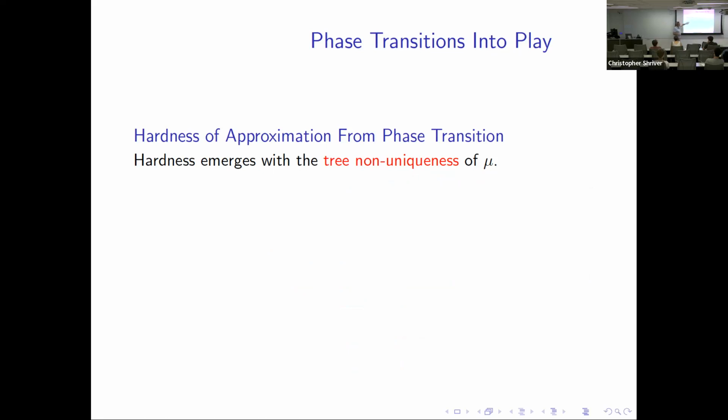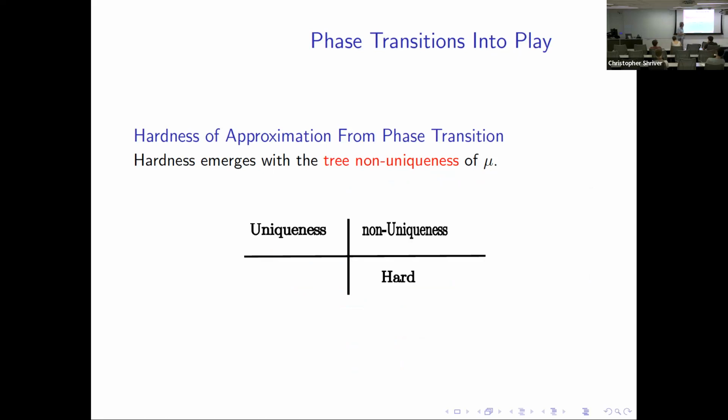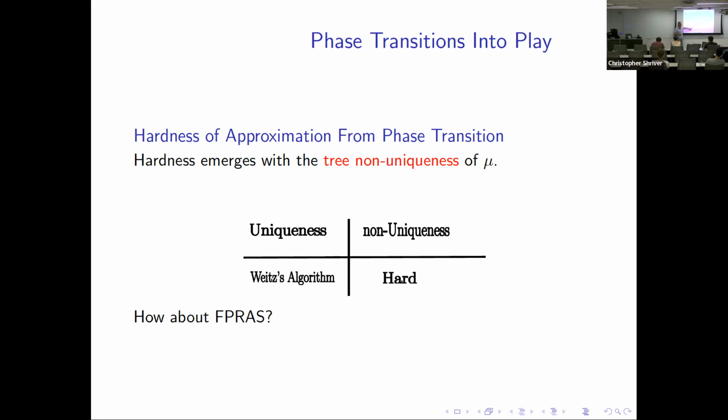Just let me remind you from Will's talk that somehow there is some hardness emerging in the tree non-uniqueness region, right? So basically, when we set the parameters of the Gibbs distribution in non-uniqueness, there are instances where it's computationally hard to approximate the partition function, right? And for the counting problem. And in the uniqueness region, we also discussed Weitz's algorithm, which is an FPRAS, a polynomial algorithm, right? And also we saw something about FPRAS, right?